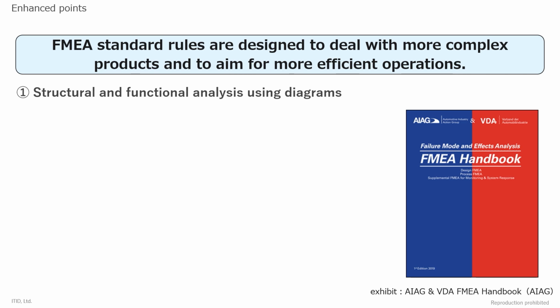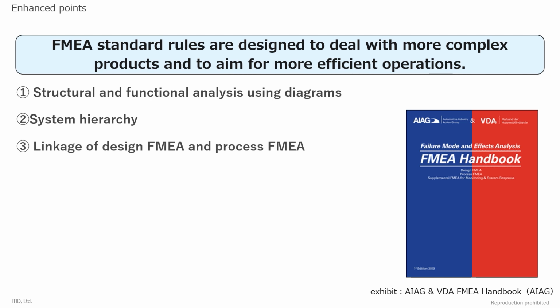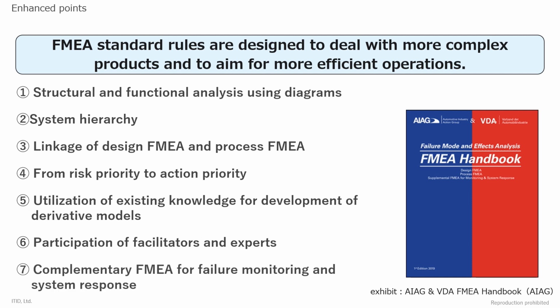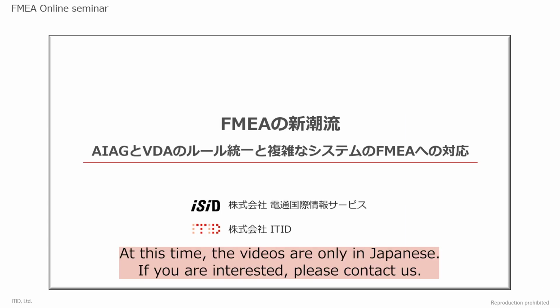Structural and functional analysis using diagrams. System hierarchy. Linkage of design FMEA and process failure mode and effects analysis. From risk priority to action priority. Utilization of existing knowledge for development of derivative models. Participation of facilitators and experts. Complementary failure mode and effects analysis for failure monitoring and system response. In short, this failure mode and effects analysis standard rule is intended to address more complex products and to operate quality management more efficiently.